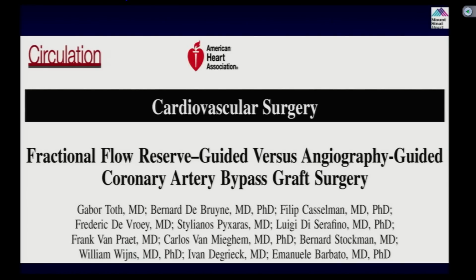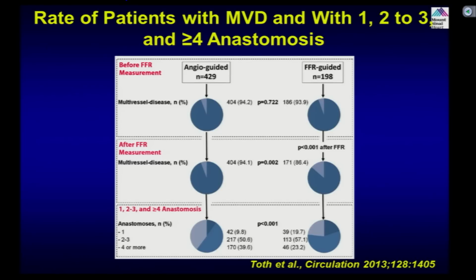That first data came from Belgium group, Dr. Barbato and Dr. Tau have published extensively. They took their own data, retrospective analysis of their patients, about 600 plus, and patients which had FFR, even in one vessel, which was the ambiguous, the intermediate vessel stenosis, the FFR guided compared with the angio guided. So 429 patients were compared against 198.